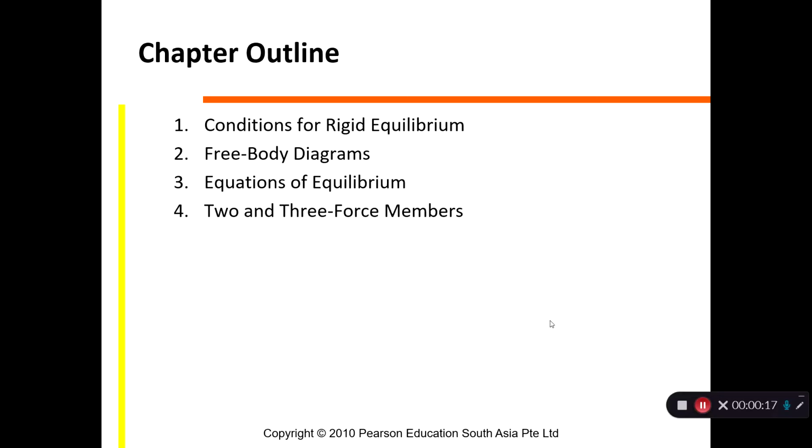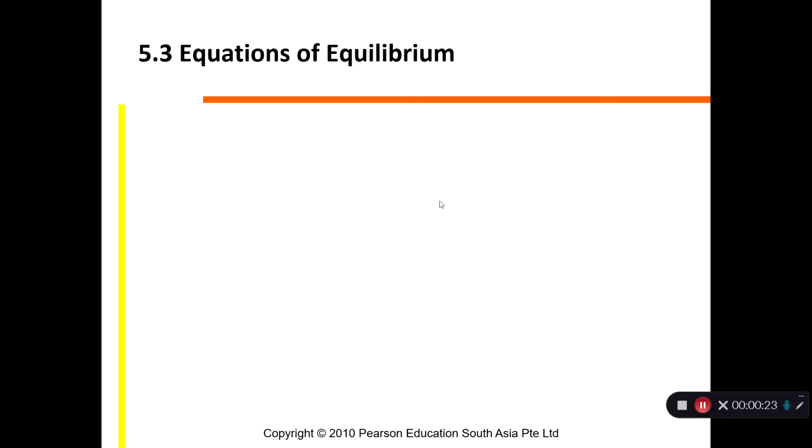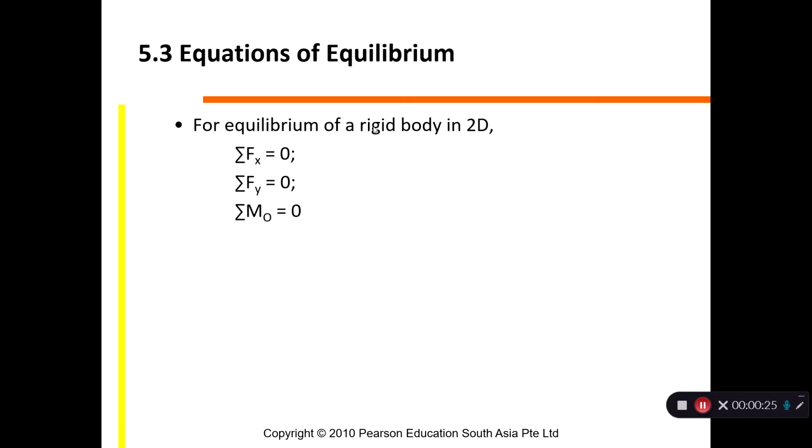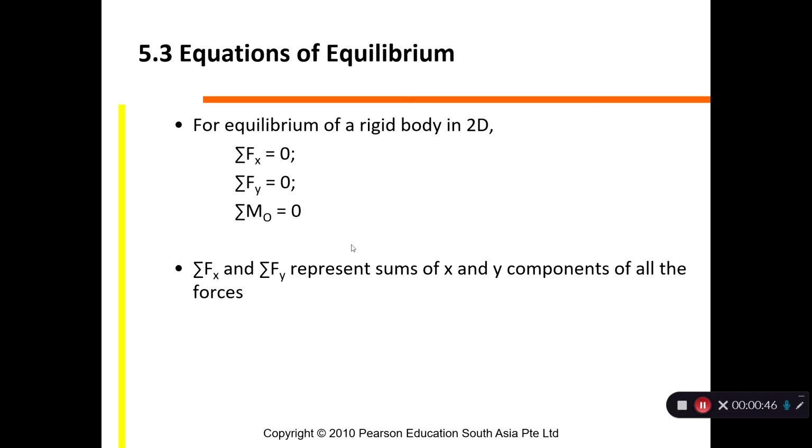Hey guys, in this video we're going to go straight to equations of equilibrium. So we know that for a rigid body in 2 dimensions, we have these 3 equations of equilibrium. Only these 3 equations are enough to satisfy the equilibrium state of a rigid body. Okay, summation of Fx, summation of Fy, and summation of moment equals 0.